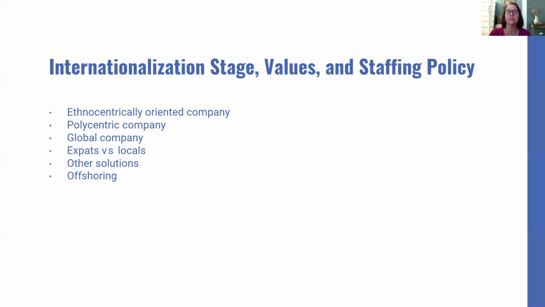So in an ethnocentrically oriented company, the company tends to staff its positions abroad with employees from its headquarters. The polycentric company staffs positions abroad with locals or host country employees. And the global company aims to attract the best candidates to wherever it's needed. So there is a free flowing of employees to whatever location is needed.